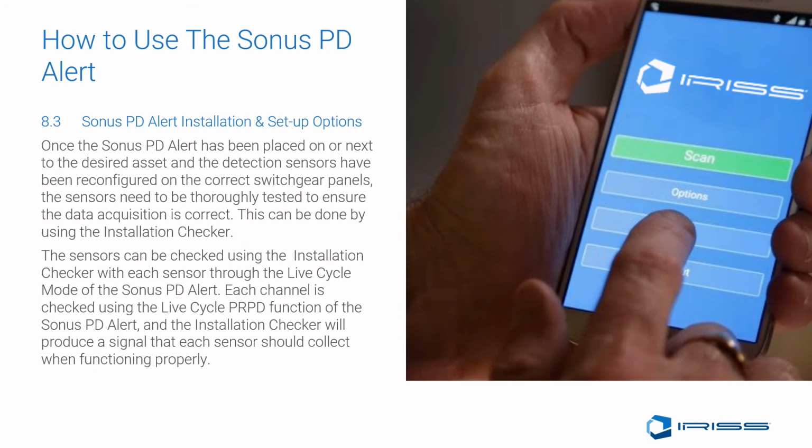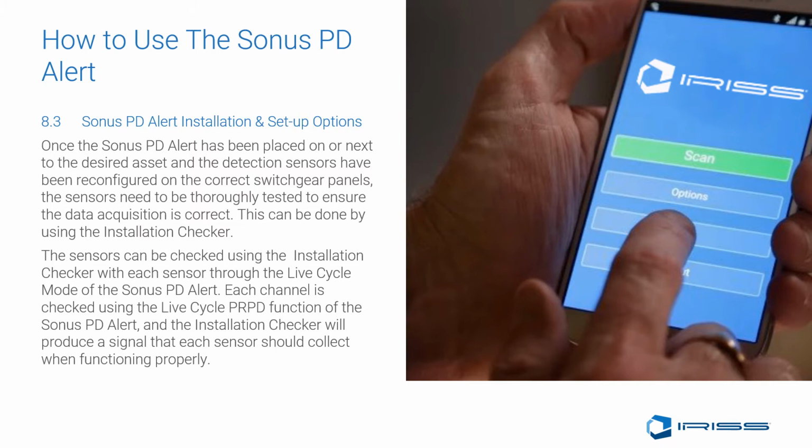Section 8.3, Sonos PD Alert Installation and Setup Options. Once the Sonos PD Alert has been placed on or next to the desired asset and the detection sensors have been reconfigured on the correct switchgear panels, the sensors need to be thoroughly tested to ensure the data acquisition is correct. This can be done by using the installation checker.